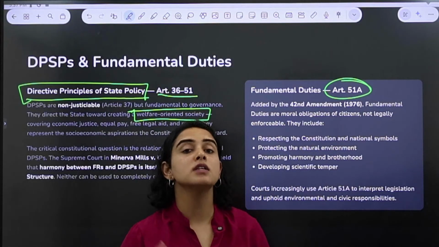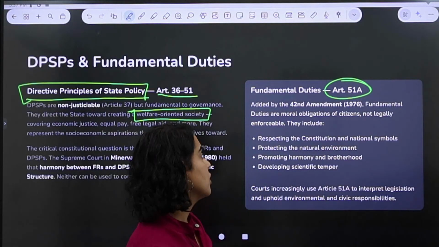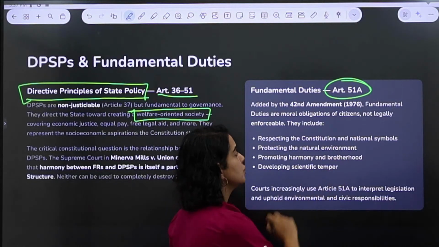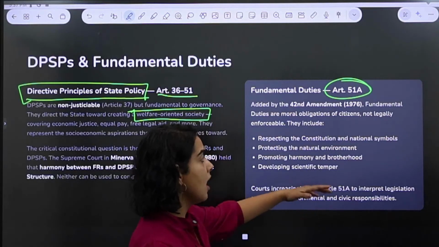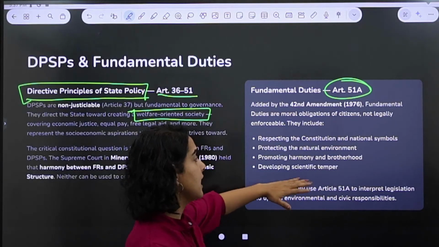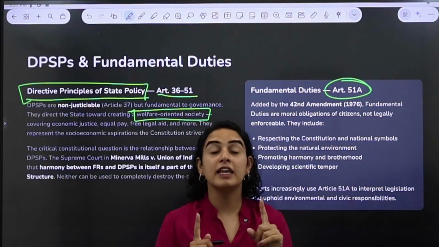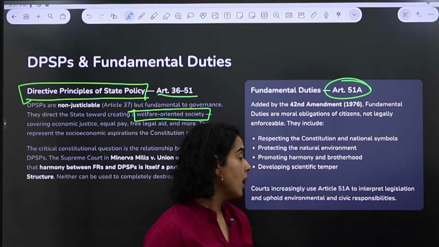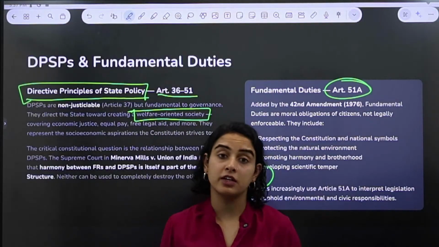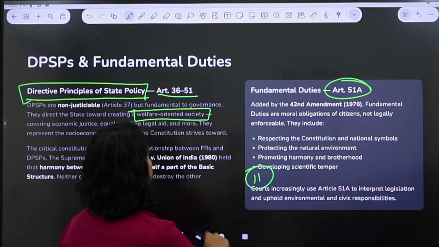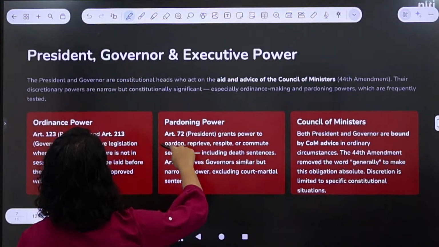Now, what are the duties you have towards your country? Respecting the Constitution and national symbols, protecting the natural environment, promoting harmony and brotherhood, developing scientific temper. This way, we have 11 fundamental duties. So, you have 11 fundamental duties as a citizen of the country. Okay. Now, let us further understand this a little better.